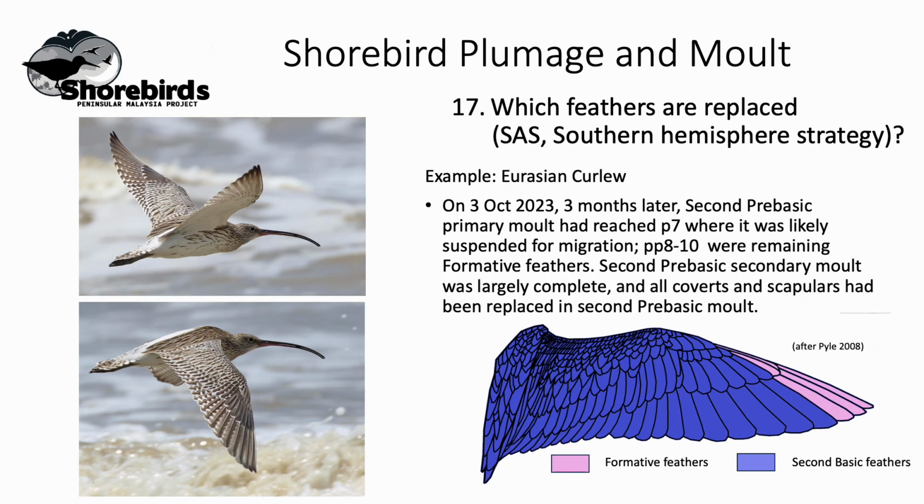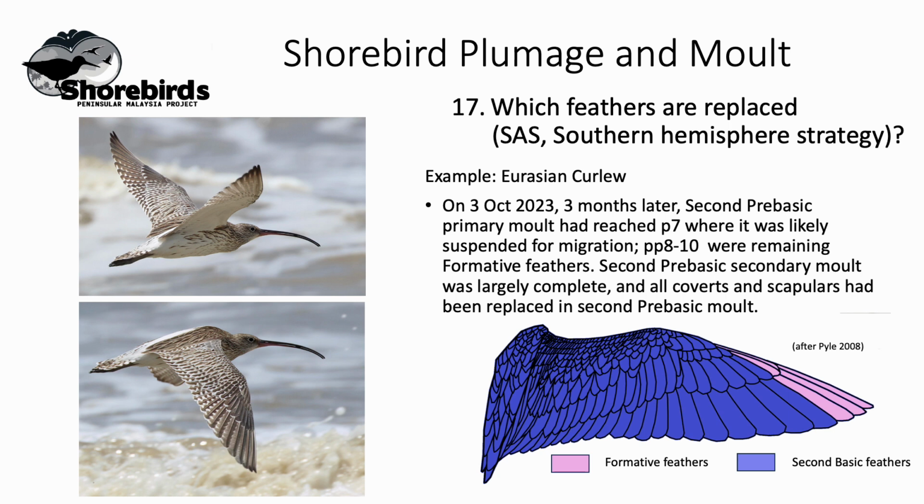Then on the 3rd of October, 3 months after the last photographs, the bird is looking very nice. Second pre-basic molt had reached P7 and probably was being suspended, because there's no further molt, even though P7 has reached its full length. So primaries 8 to 10 are still the old formative feathers, but probably the bird will now suspend molt during migration, and then finish off its second pre-basic molt once it arrives at its wintering ground.